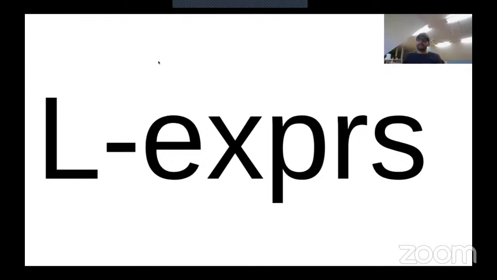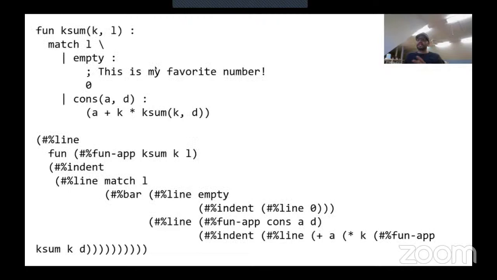And I had some really weird ideas that I wanted to apply. So let's just look at a little example program first. Here's a function called ksum. It's going to take k and L, and it's going to match on L. If it's empty, then we'll return 0. Otherwise, we'll see a cons of a and d, and we'll have a plus k times ksum kd. All right, so the main idea of Lexburs is that they have this concept called a line.